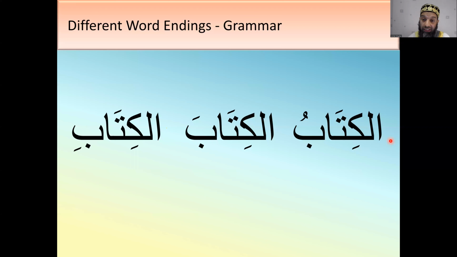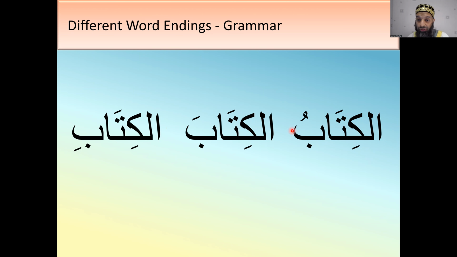So what does al-kitabu mean? Without looking at your booklet. Al-kitabu, the book. Good. What does al-kitaba mean? The book. Good. What does al-kitabi mean? The book. Now when Arabs speak, they just say al-kitab.